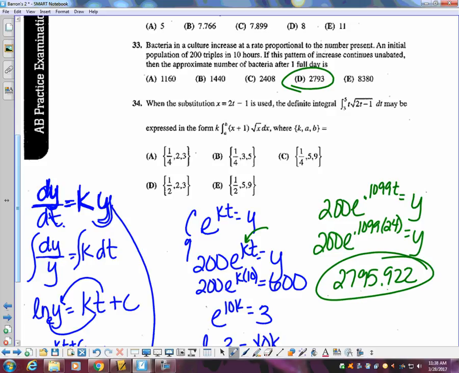All right, so that was number 33. Now we're going to Barron's 3, number 9.